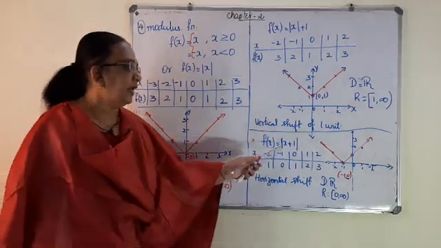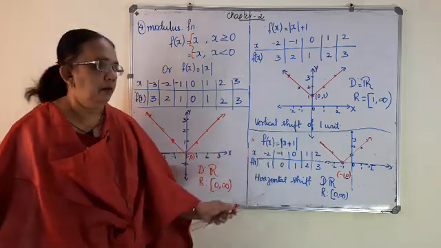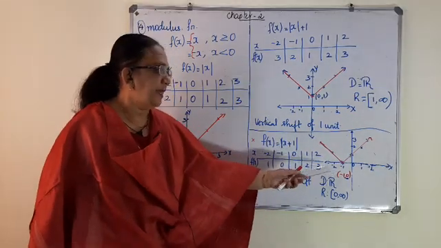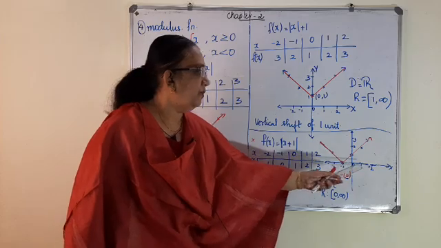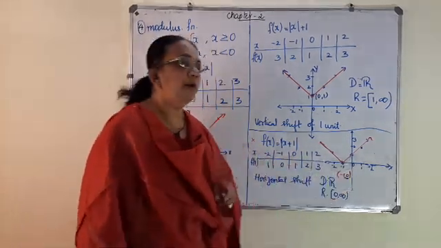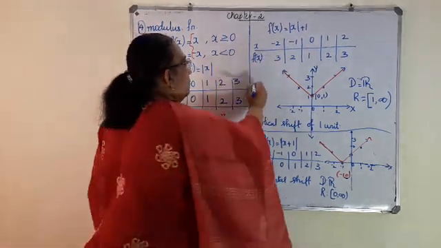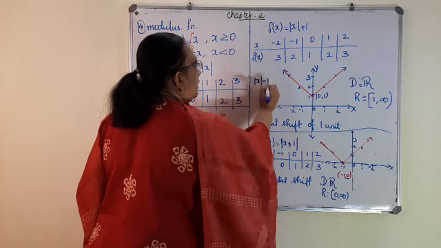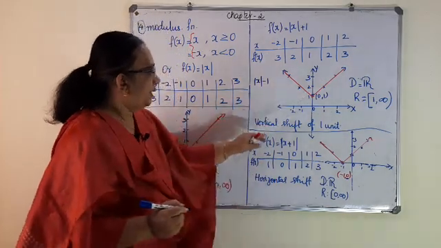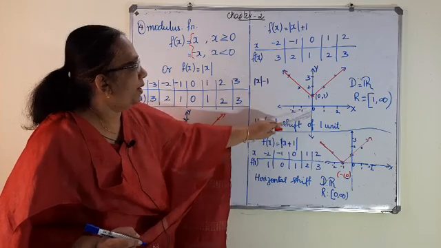Now if I say modulus of x minus 1, you will be able to say that the graph gets shifted 1 unit to the right side. That is, there will be a horizontal shift of 1 unit to the right. Here, if it is modulus of x minus 1, the graph gets shifted 1 unit down. One vertical shift of 1 unit down.